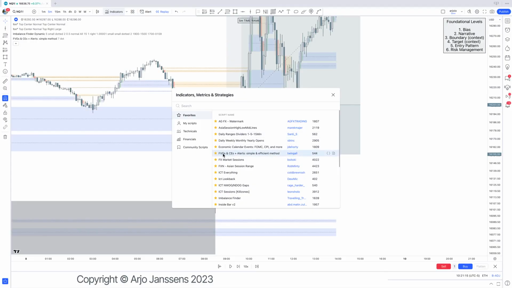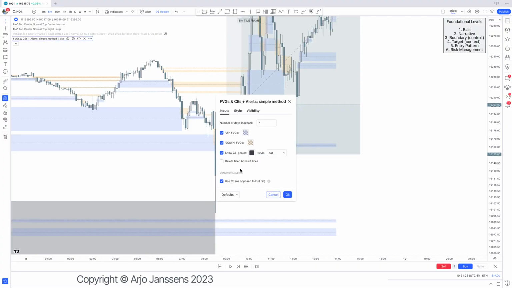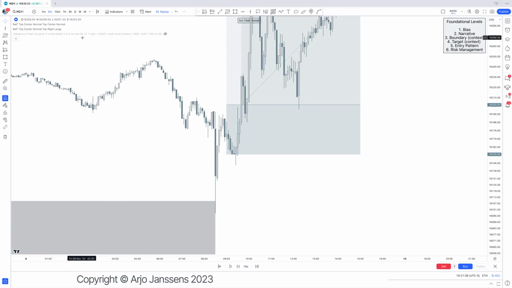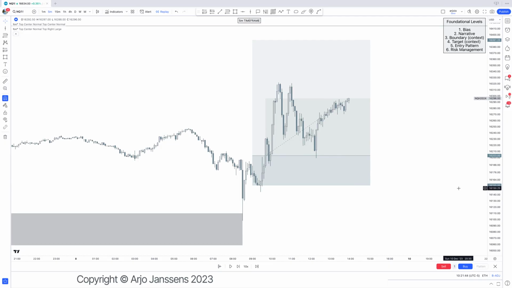For example, the Fair Value Gaps and CEs Alerts, simple and efficient method by TwinGal, is one of those where an alert goes off. So you can mess around with these, and you can mess around with the alerts as well, how you want to use those. These are two indicators that you could use. So that is using alerts to our advantage to minimize the chart time. That is exactly what we want to do.